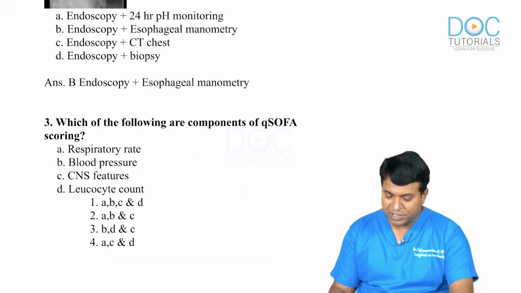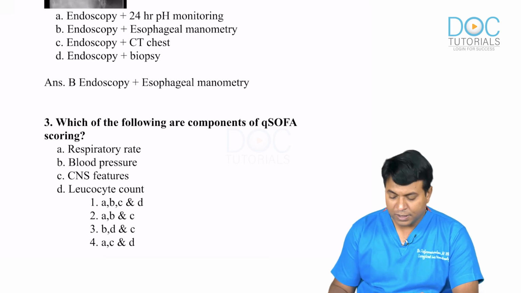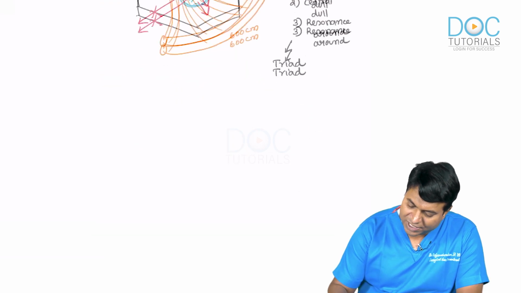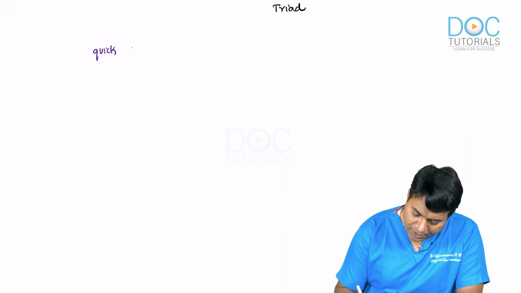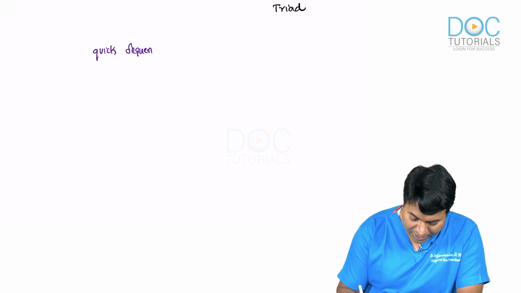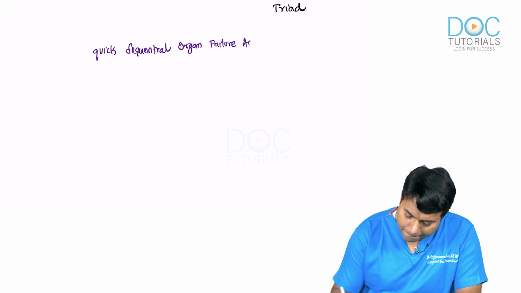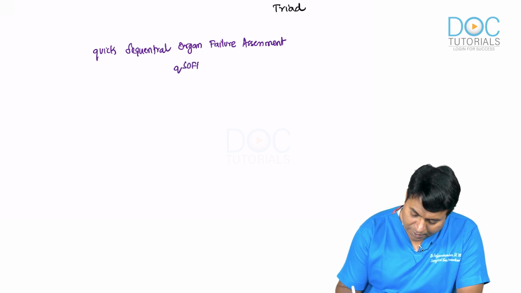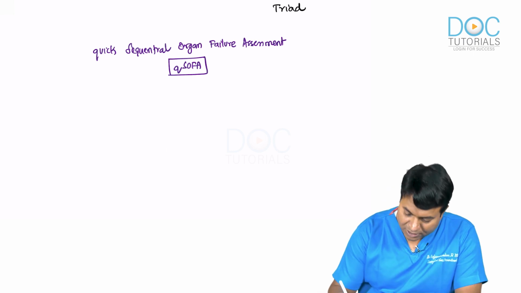Coming to the third question, which of the following are components of Q SOFA? What is Q SOFA? Q SOFA is the quick sequential organ failure assessment score. Sequential organ failure assessment score. So, it is known as Q SOFA score. Please remember, it is known as quick sequential organ failure assessment score.